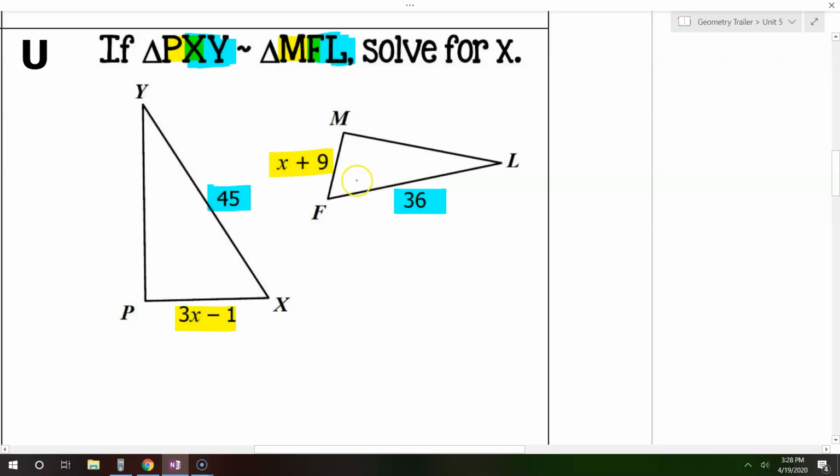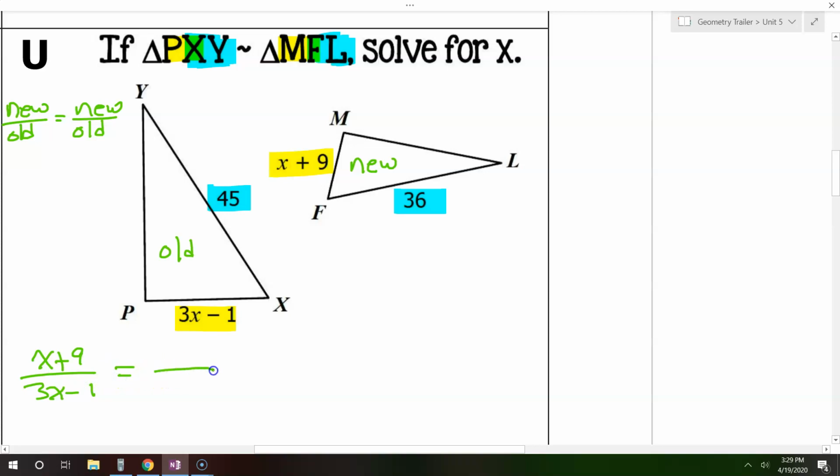Okay, label one triangle as new and label the other one as old. And then we're just going to do new over old equals new over old. So if you look at the yellows, new over old would be x plus 9 divided by 3x minus 1. Now if you look at the blues, new over old will be 36 over 45.